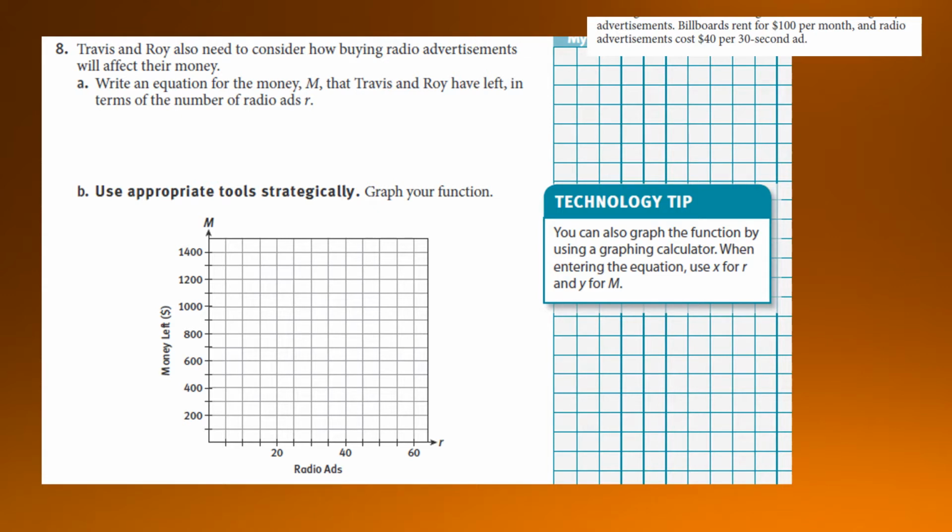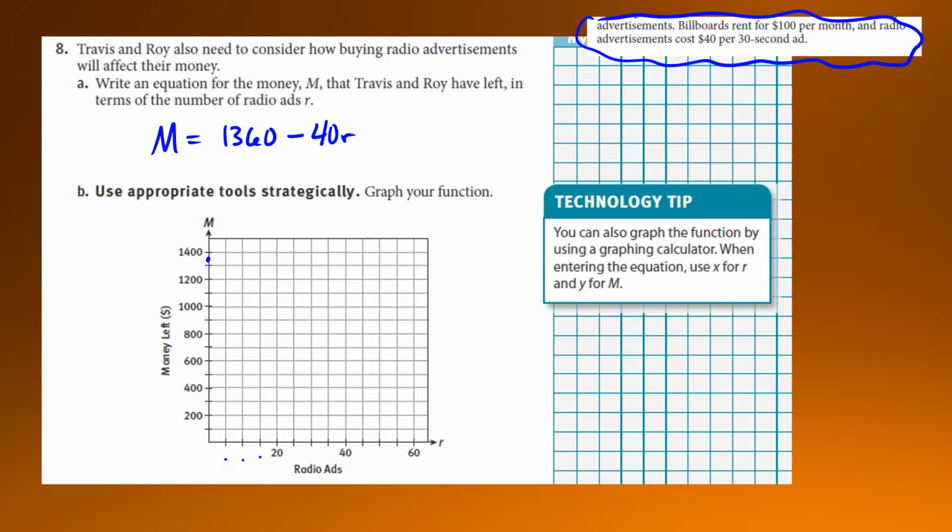So Travis and Roy also need to consider how buying radio advertisements will affect their money. So we're going to write an equation for the money they have left in terms of radio ads. So if you remember from the beginning, the billboards were $100 a month and radio ads were $40 per 30-second ad. So their money, if they had their $1,360 to start with, would go down by 40 per radio ad. And now we're going to graph that function. So let's see. If they didn't buy any, they'd be at 1360 again. And then let's see. This is going by 4, so they must be going by 5s.